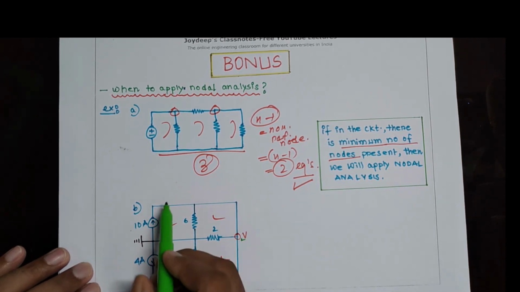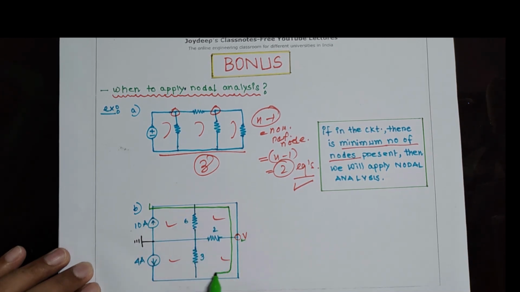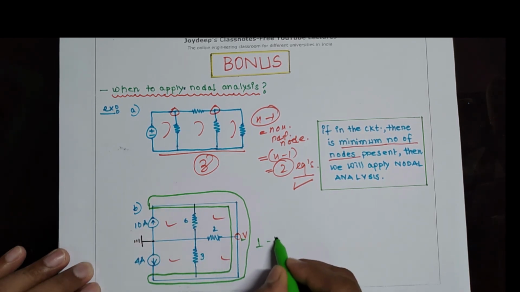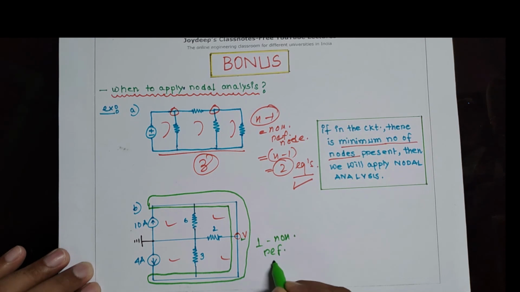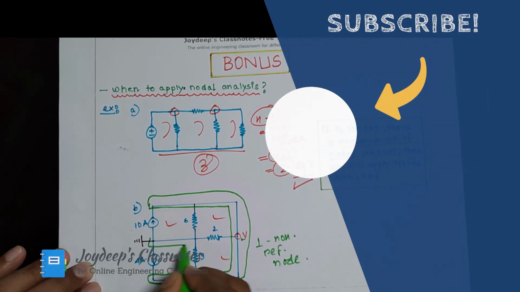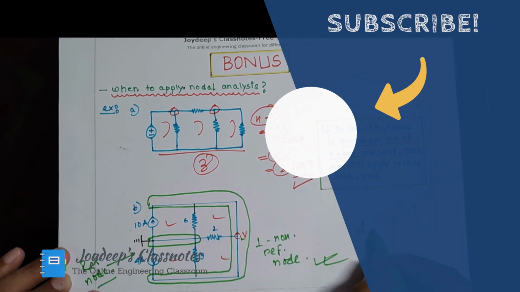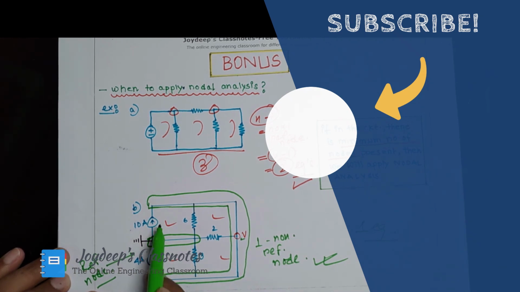This node is this one. That means this entire thing is a node. That's only one non-reference node. And this is your reference node. So if we solve this problem with nodal analysis, then we will have only one equation. Instead, if we solve this with mesh analysis, then we will be solving 4 equations. That will take much time. So we'll be using nodal analysis only when there is a minimum number of nodes present in the circuit.